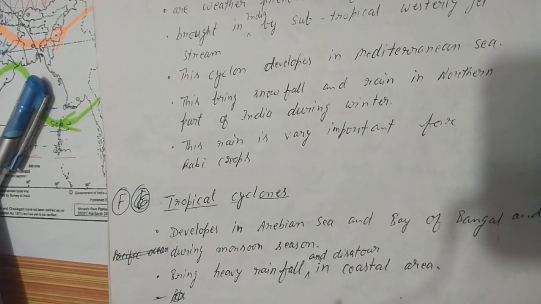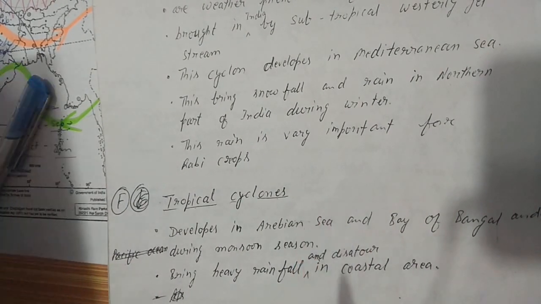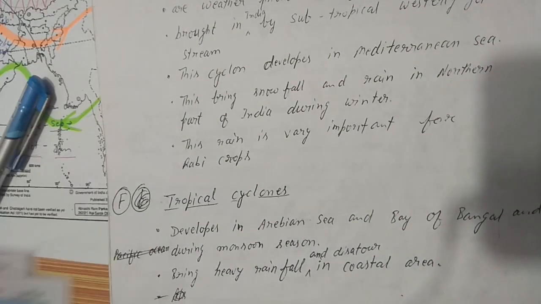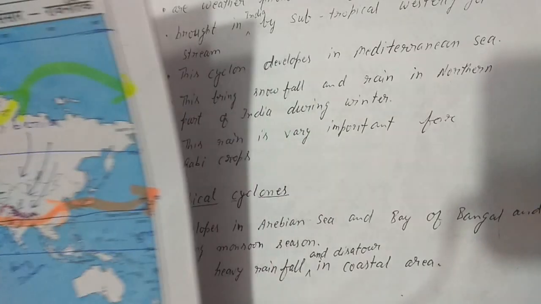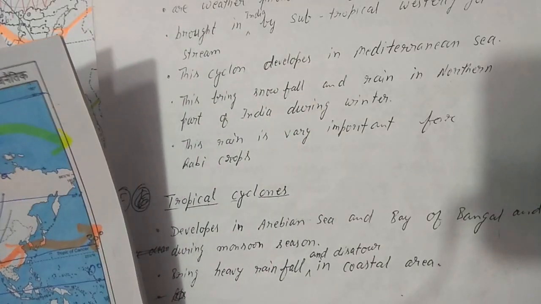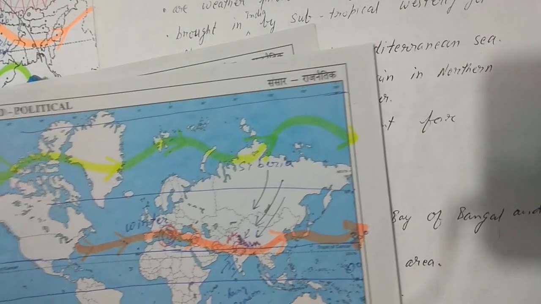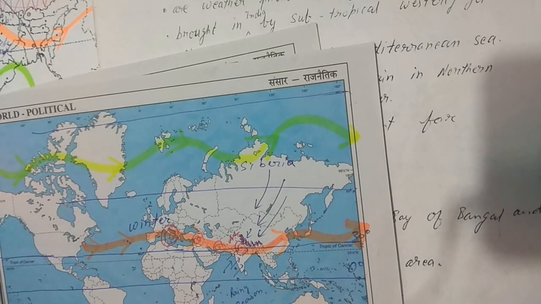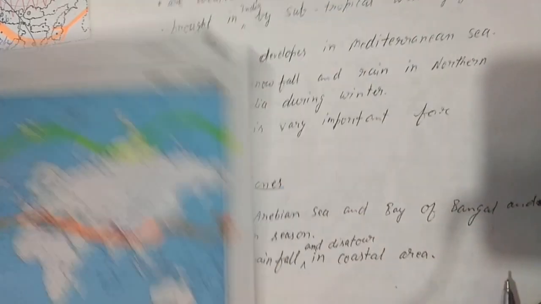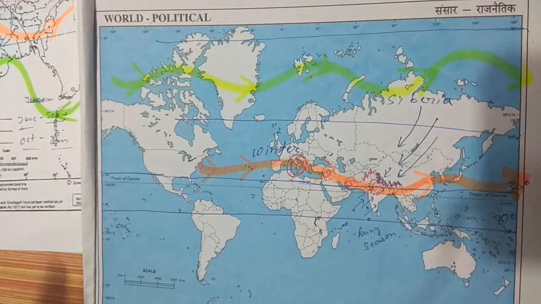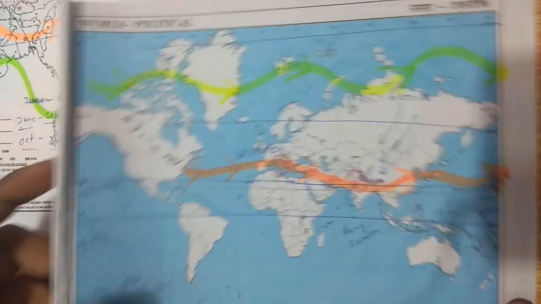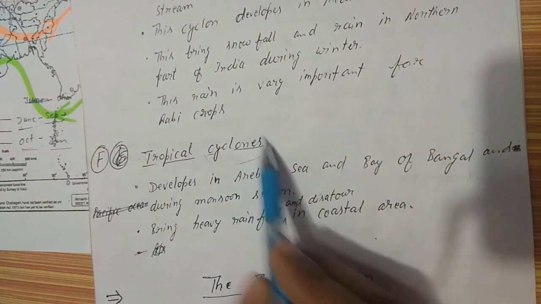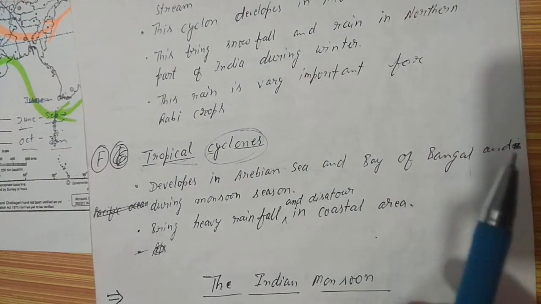Now tropical cyclone, another important factor is tropical cyclone. How this tropical cyclone affects the climate of India. Okay, now before coming to how it affects, let's understand tropical cyclone. Basically as the term says, tropical cyclone. So basically this cyclone develops in the tropical area.